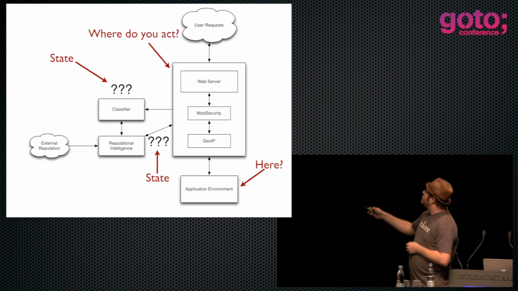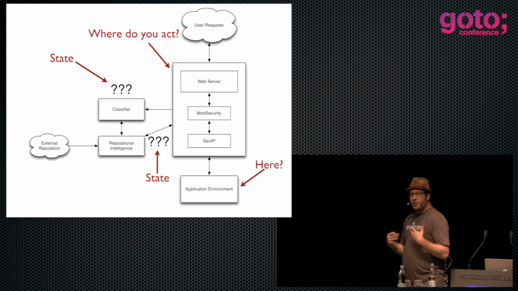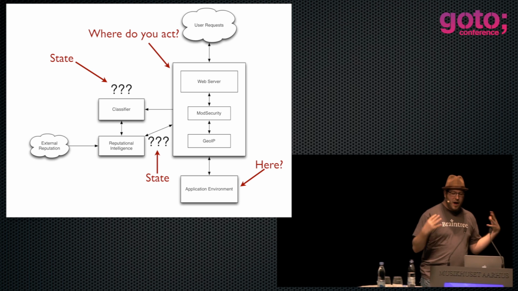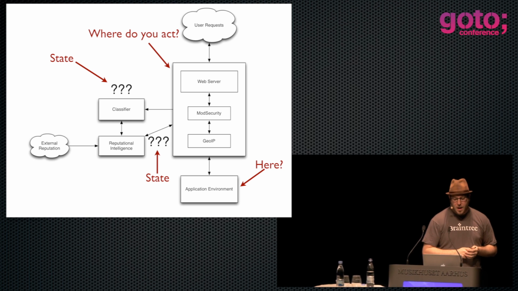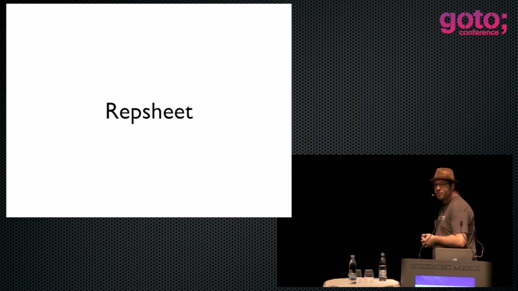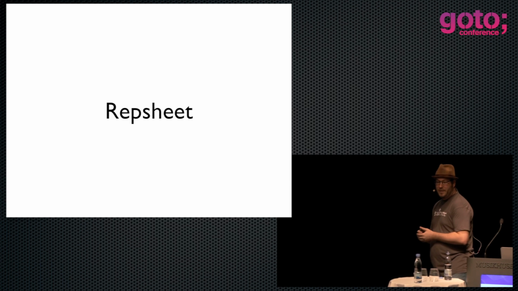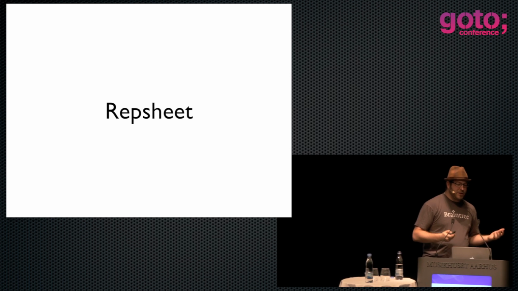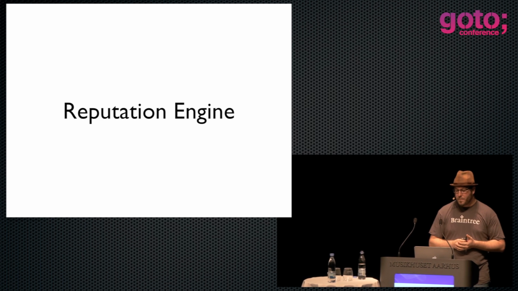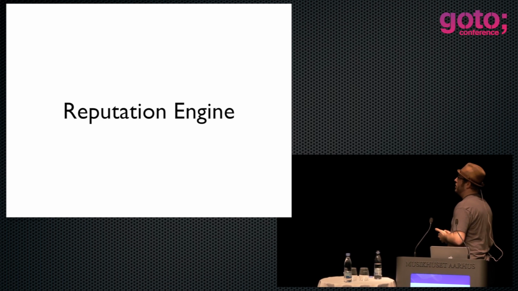When I started to solve these problems, I saw this pattern. This pattern kept coming up over and over again of how do we do this other weird out-of-band stuff? And that's what brings me to RepSheet. And this is why I made it. It's essentially a reputation engine. That's all it is. It changes the model a little bit.